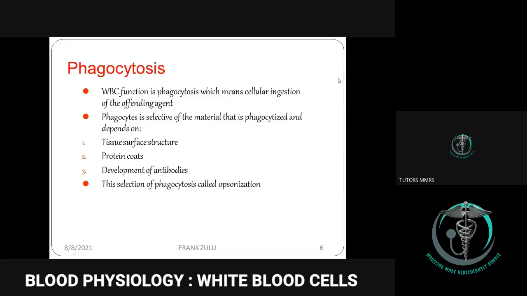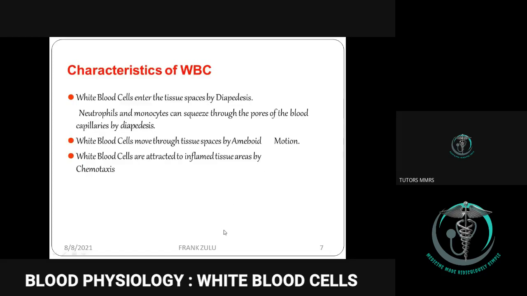How does it select? It depends mainly on the proteins present on the surface, and those proteins are usually what you call antibodies. So the selection of which microorganism is to be digested is referred to as opsonization. Please stop me if you have a question or a query.